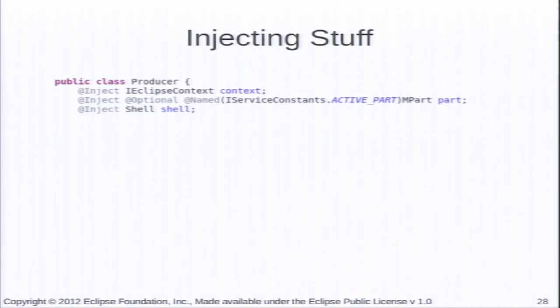I can say, what is the shell? The shell is sort of the top-level window into which everything is rendered. I can gain access to all the different aspects of my application directly through this dependency injection. I don't have to go hunt it down. I don't have to ask a singleton for it. I don't have to walk up some component hierarchy to find it. I just inject it, and it's given to me.